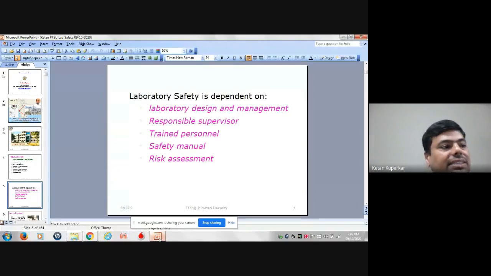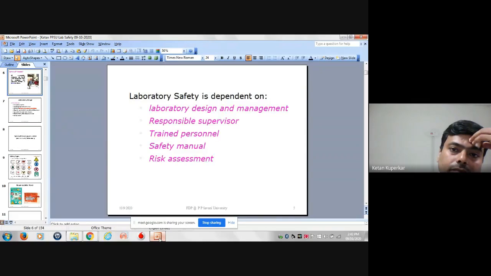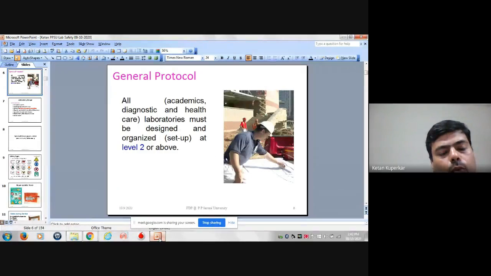Now, based on this, I'll be discussing some safety manuals also, and finally the risk management will be addressed. So from my point of view, laboratory safety does not comprise only these parameters, but it deals with all of them, and then it goes well. So I'll take up one after the other.